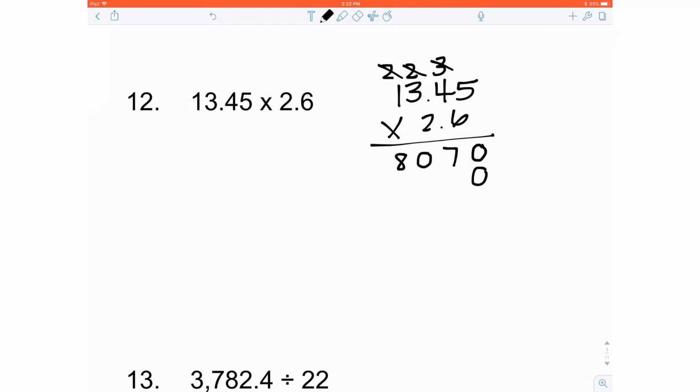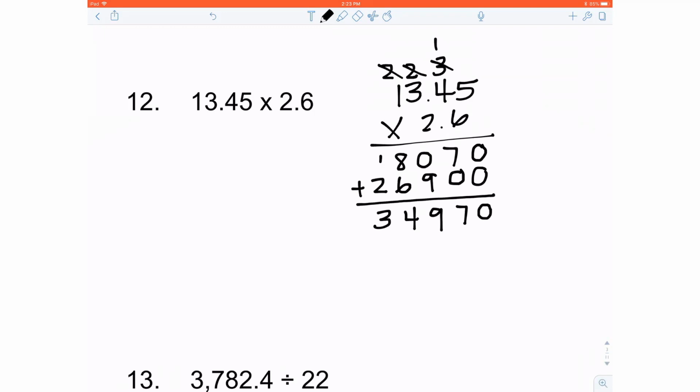So 2 times 5 is 10. 0, carry the 1. 2 times 4 is 8, plus 1 is 9. Nothing to carry. 2 times 3 is 6. Again, nothing to carry. And 2 times 1 is 2. So 0 plus 0 is 0. 7 plus 0 is 7. 0 plus 9 is 9. 8 plus 6 is 14. Put a 4, carry a 1. 1 plus 2 is 3.